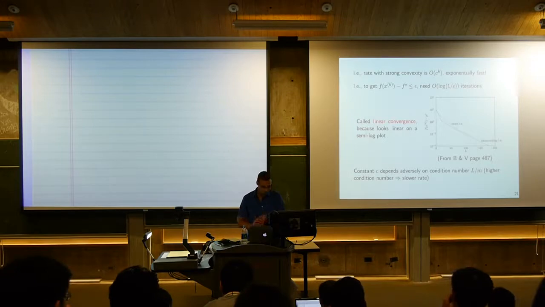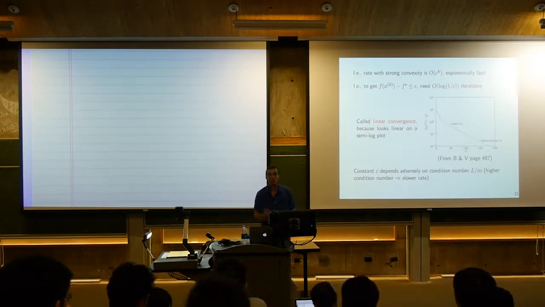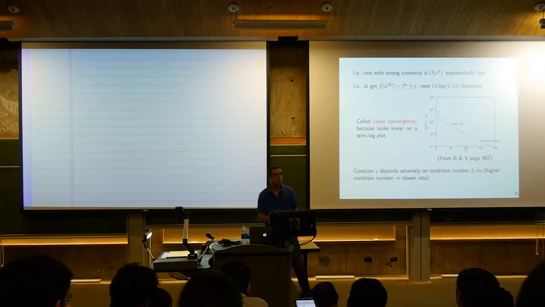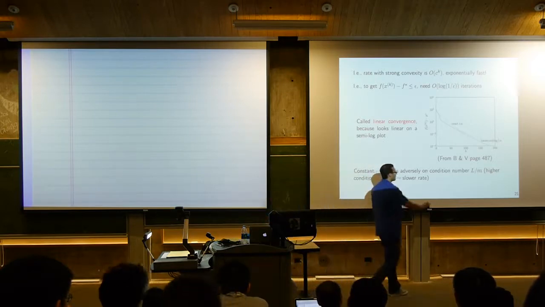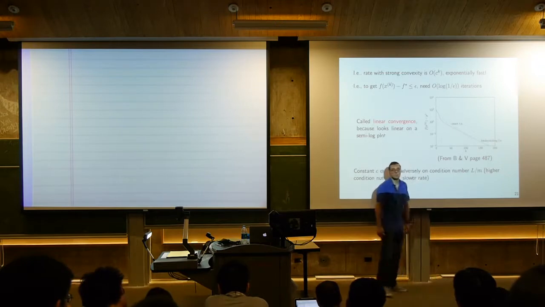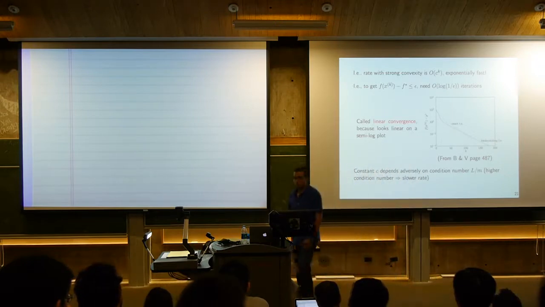And it's something to keep in mind when we think ahead and talk about second order methods. That's not going to be the case. Second order methods are not going to depend, they shouldn't depend on condition numbers in terms of the speed of their convergence.